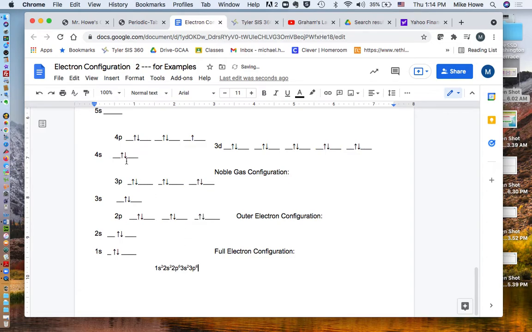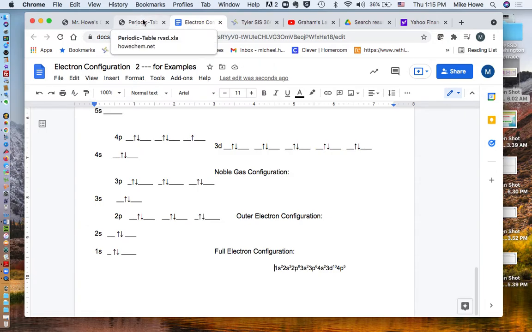Then after the 3p is the 4s, right here. Then it will be followed by 3d with 10. So 4s, it has 2. Then the 3d has 10. And then after 3d is 4p. Now normally the 4p would hold 6, but in this case we only have 5, so you end it with 4p5. Alright, now that's the full electron configuration, shows everything. 1s2, 2s2, 2p6, 3s2, 3p6, 4s2, 3d10, 4p5.